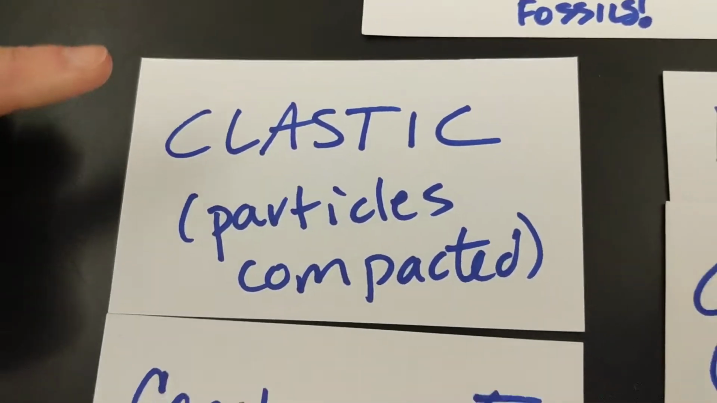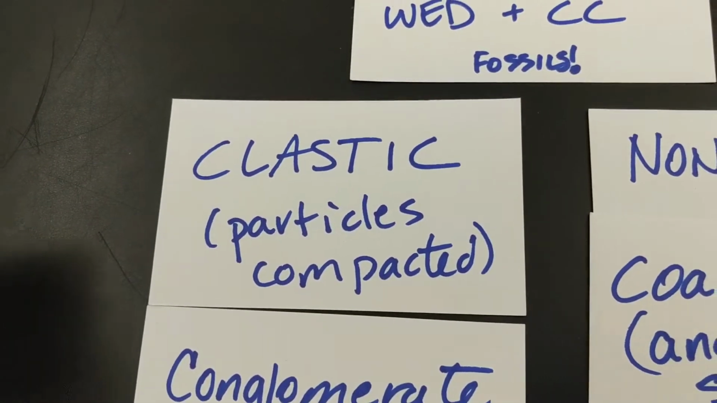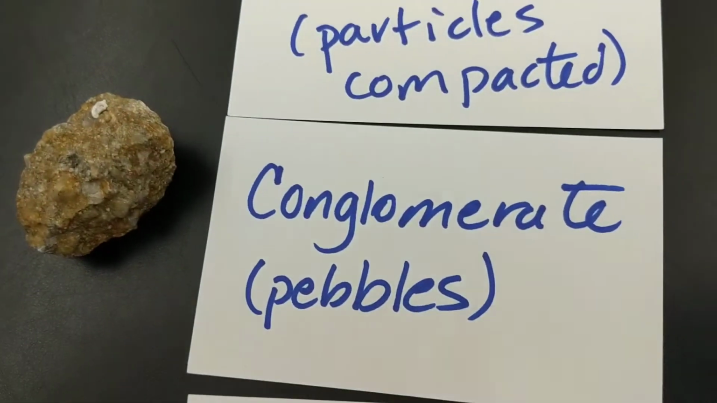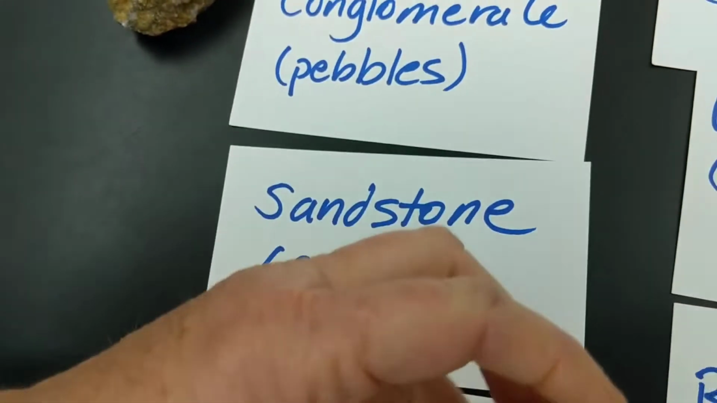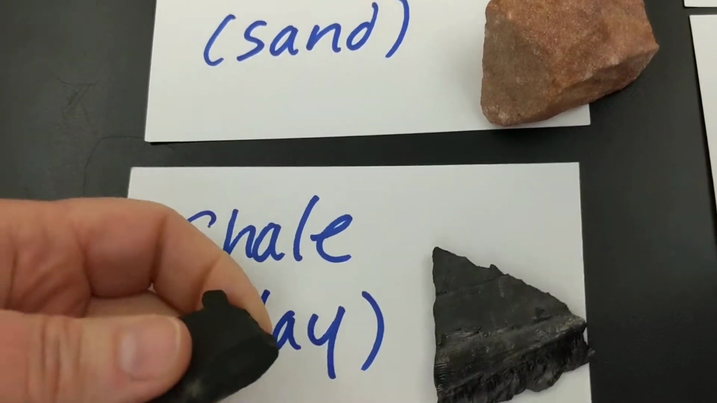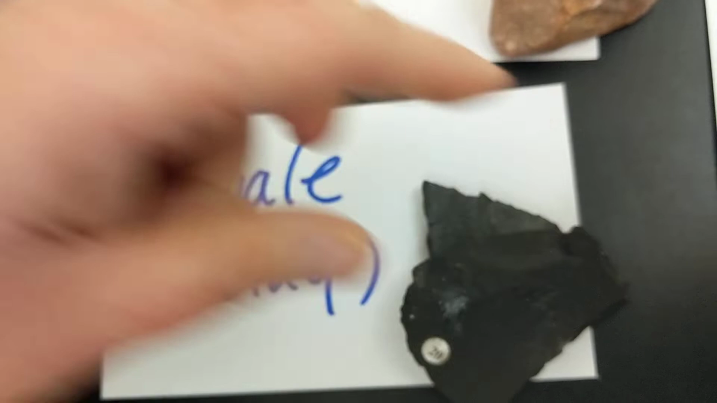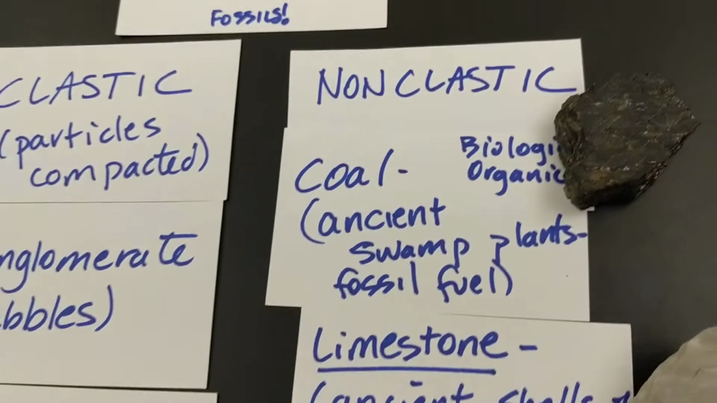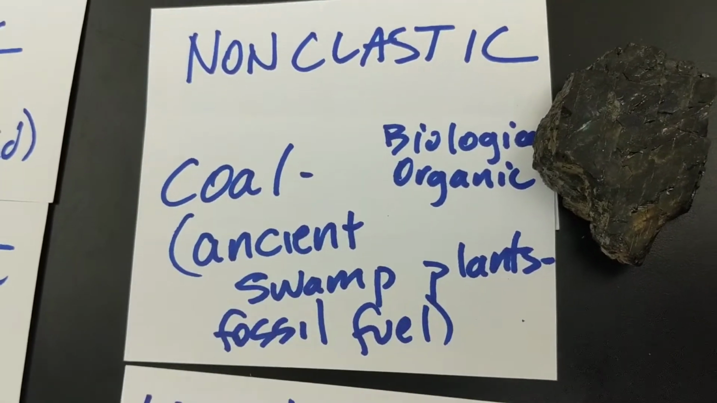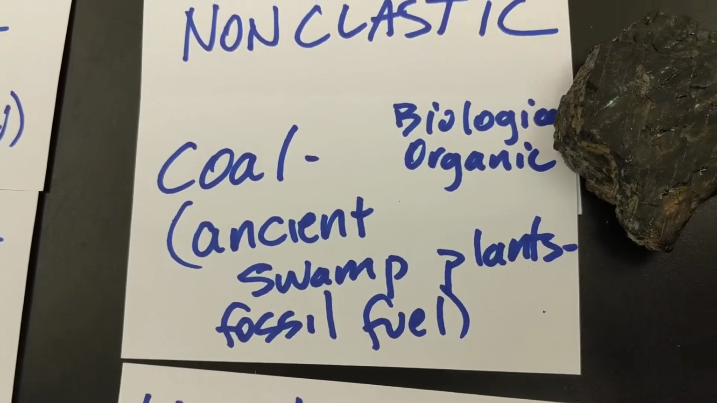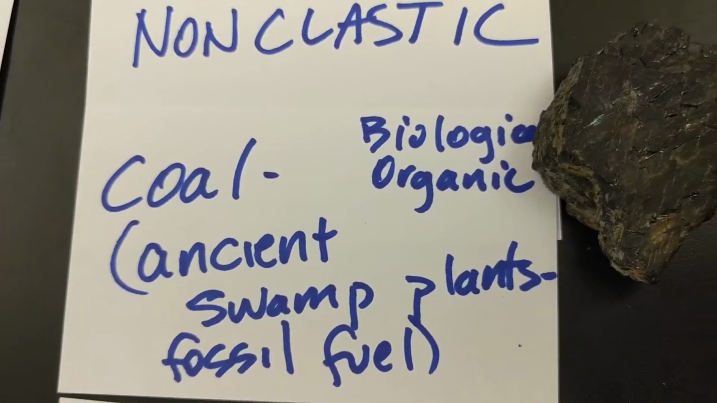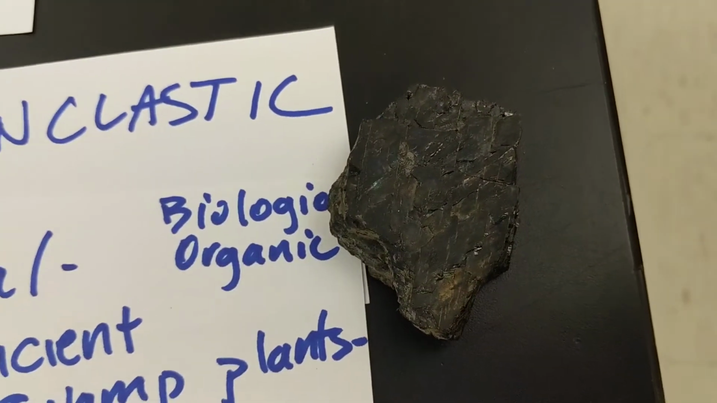We have clastic, which means we have particles compacted: beautiful conglomerate, look at those pebbles right there. Sandstone, you can see the sand in that, and you can actually see layers. Shale is made of compacted clay. Now, non-clastic rocks, we've got coal, okay? And this is biologic or organic sedimentary rock. Coal forms from ancient swamp plants, and it's a very, very important fossil fuel for us.